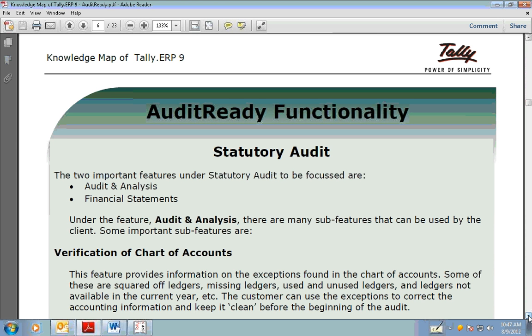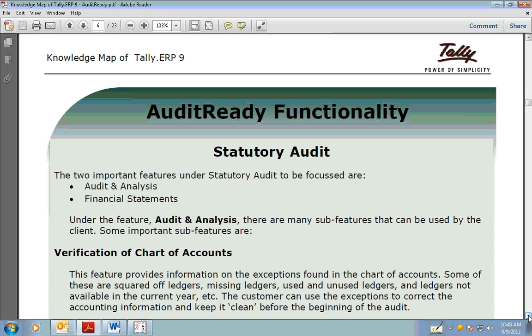We have some points like squared off ledgers. What is the meaning of squared off ledgers? What are those squared off ledgers? They are ledgers just having a transaction, neither having opening nor closing balances. So what exactly are those ledgers? Are the balances not maintained, or how exactly were the transactions done?